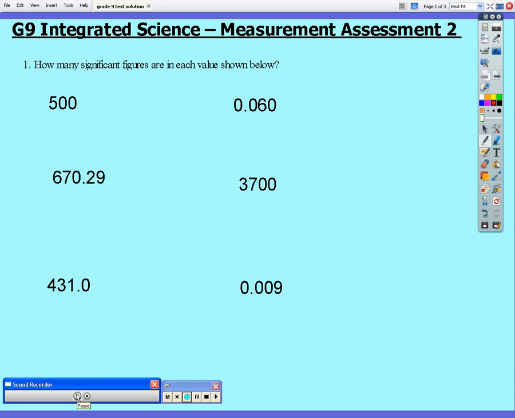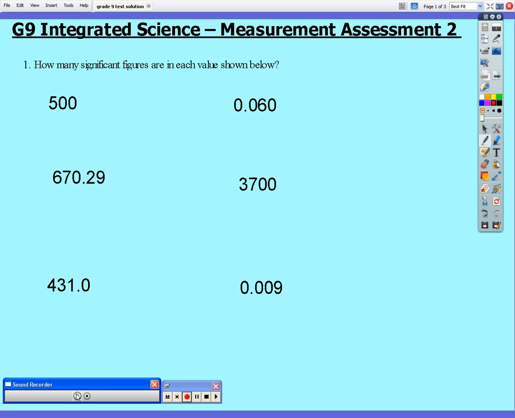Okay, here we are everybody. It's grade 9 integrated science and you've had a load of fun this week or last week working out your answers to the measurement test. Well, let's have a look at the solutions to that test today. Are you sitting comfortably? Let's begin.